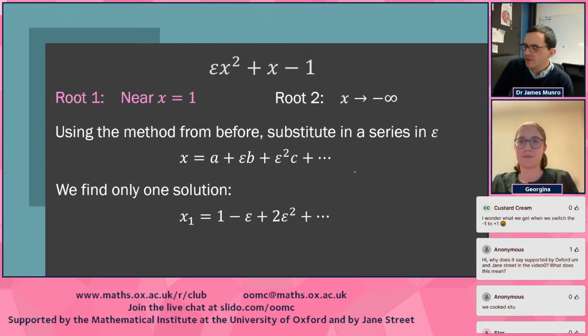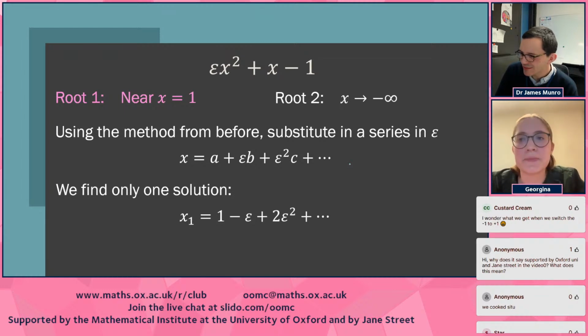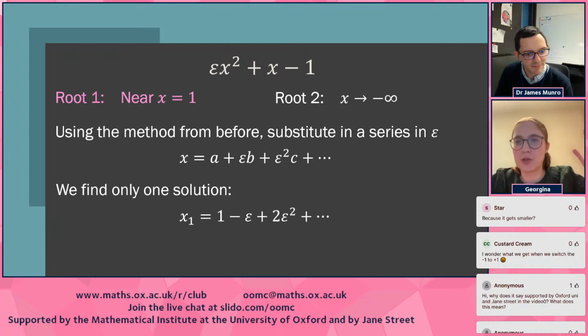Right, so if it really is true that the root is going to minus infinity, then you can't write it in a series like this for some reason. It's incompatible somehow. Because we know that the behavior has to be that x becomes really big in magnitude and negative, so negative infinity, when epsilon gets small.